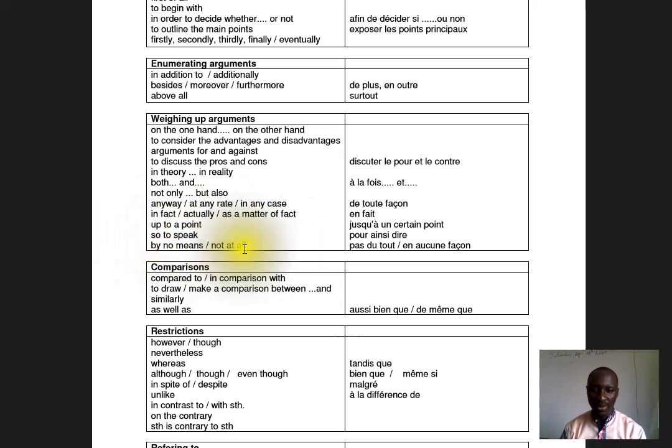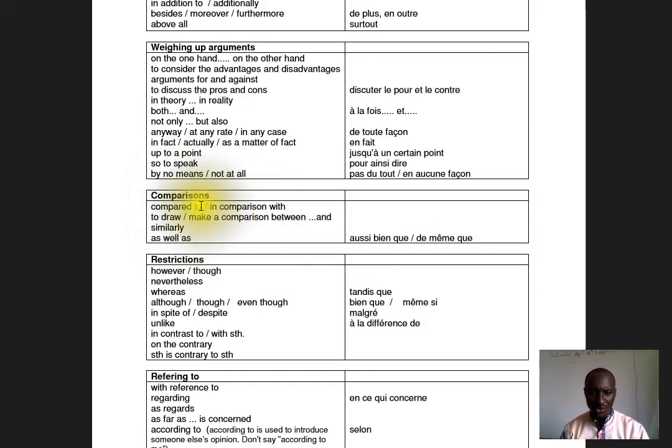So to speak means pour ainsi dire. By no means, pas du tout, not at all, en aucune façon. We go ahead with comparisons. You want to compare ideas, things: compared to, in comparison with, or to draw a comparison between and, or to make a comparison between and, or similarly, as well as, which means in French aussi bien que, de même que.